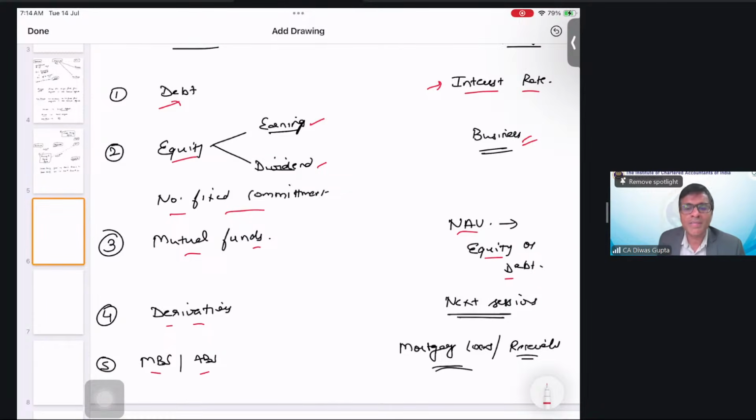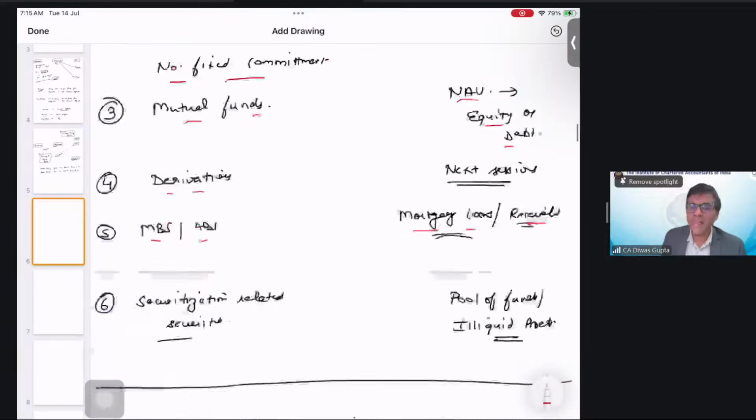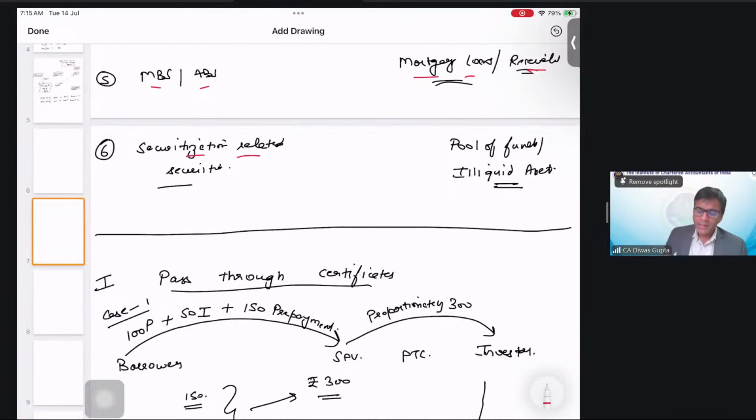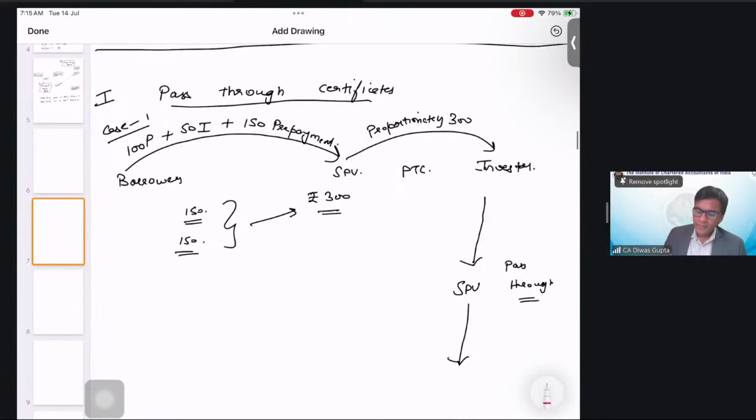Mortgage backed securities or asset backed securities. In case of mortgage backed securities, it is mortgage loans. Asset backed securities, it is receivables, any other receivable, right? Securitization related securities, the pool of funds or the illiquid assets. So these are all the underlying against which the normal transaction happens, right?